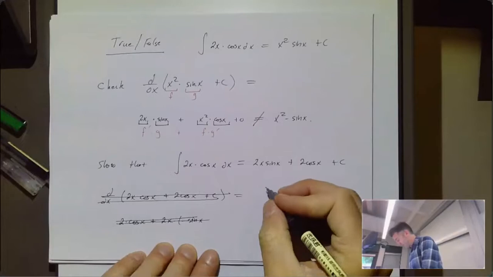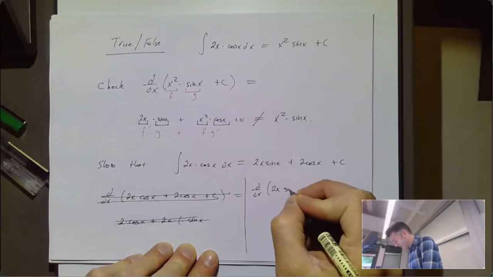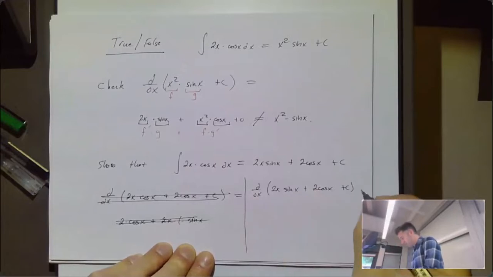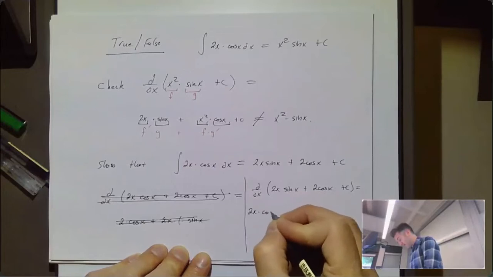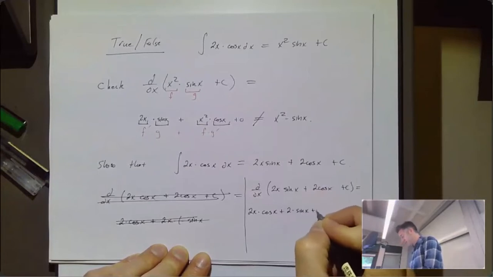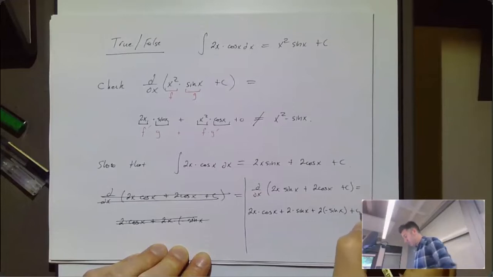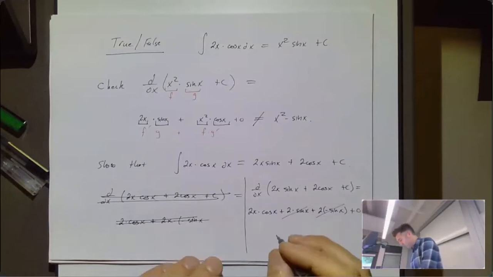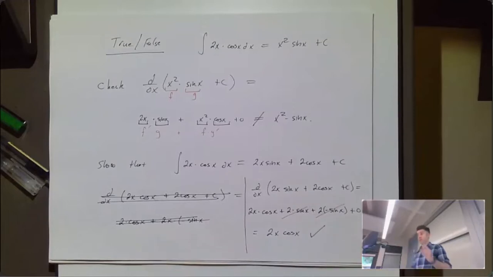So what I'm actually trying to check is that the derivative of 2x times sine of x plus 2 cosine x plus c is equal to 2x cosine x. So I'm going to use the product rule and get 2x times the derivative of sine, plus the derivative of 2x times sine, plus the derivative of 2 cosine x, which is 2 times negative sine x, plus 0. And look, the 2 sine x and the negative 2 sine x cancel out, and we're left with 2x cosine x.